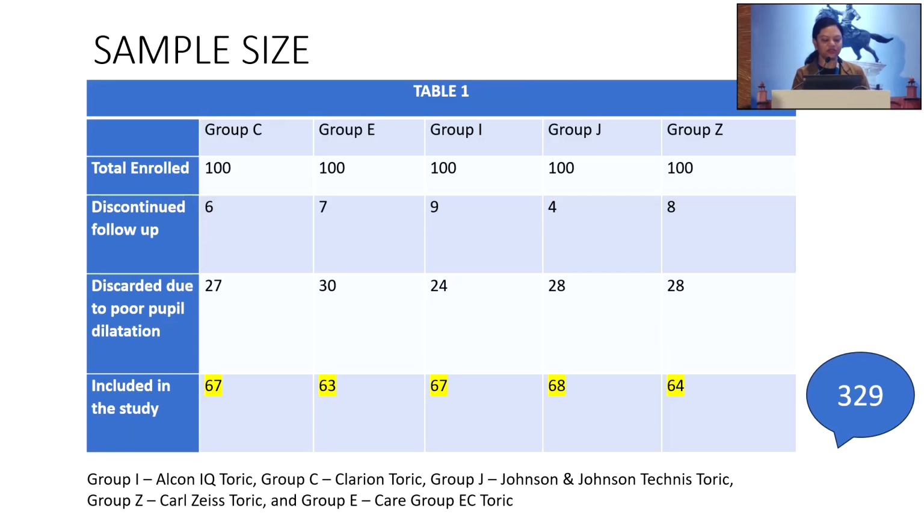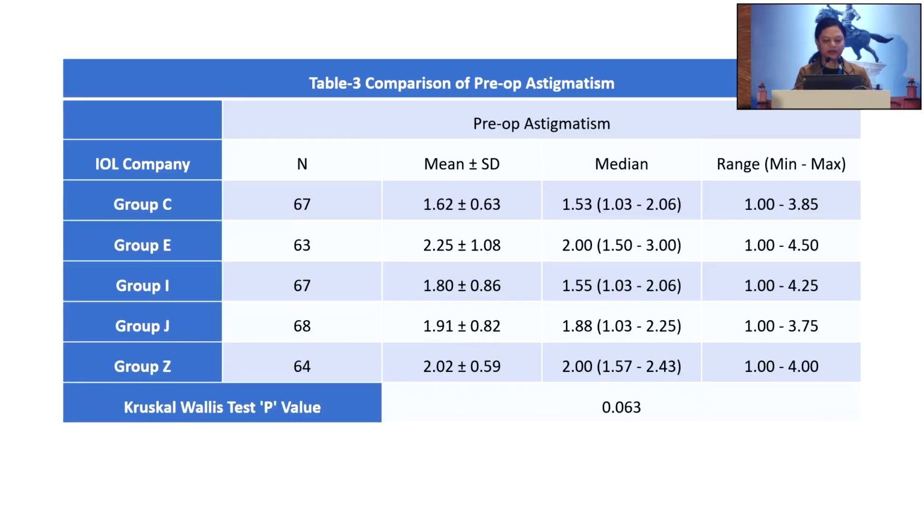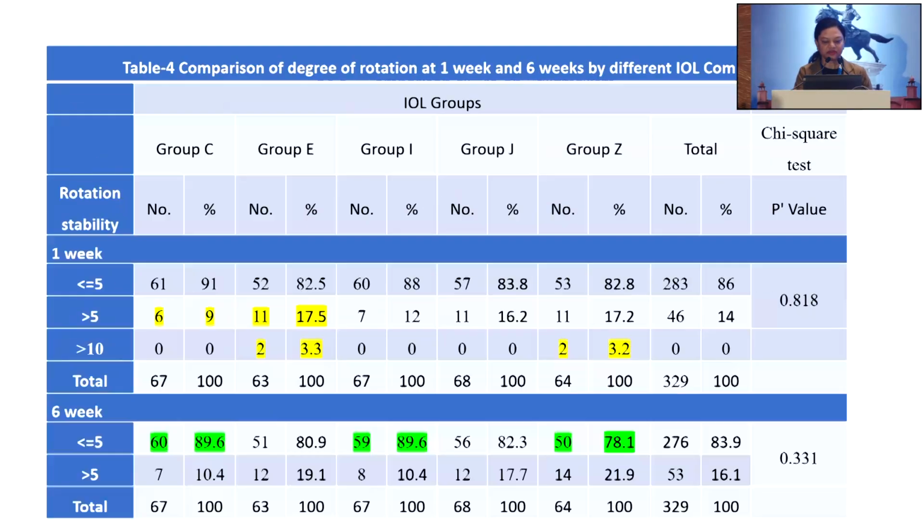It is 25 to 30%. So only at the end, we could include 329 patients. This is all the demographic data, age and gender, and preoperative astigmatism, which is not statistically significant.